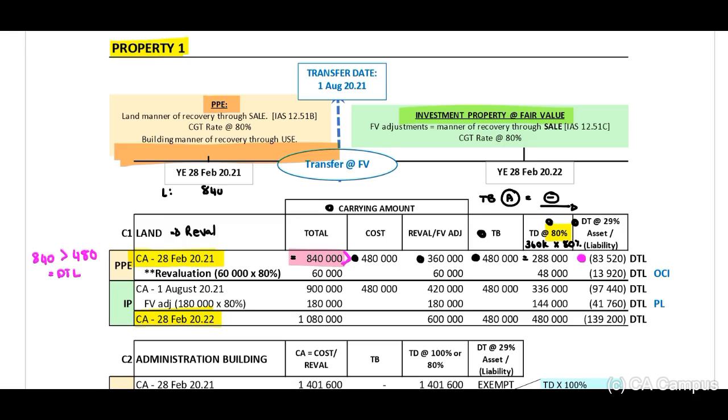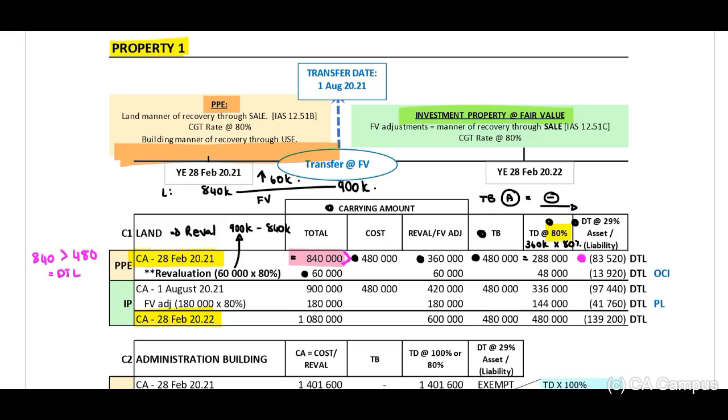at 840,000. Now, on date of transfer, the value will be 900,000. Therefore, we have a 60,000 adjustment, fair value adjustment. But we call this a revaluation because this is land. Therefore, you will be able to identify that we have our 60,000. This is the 900,000 minus the 840,000. This is a revaluation. It's land. Therefore, for accounting purposes, we have an adjustment of 60,000.